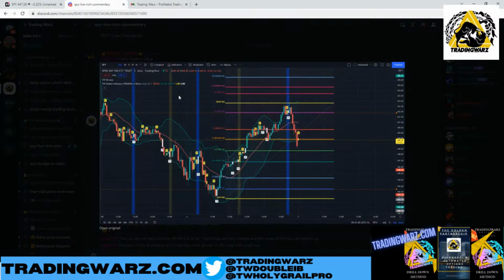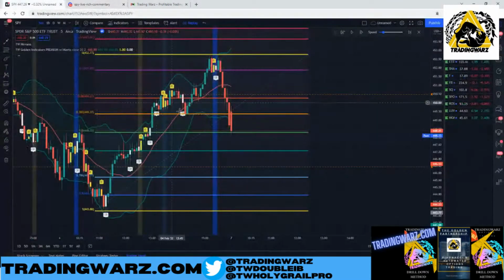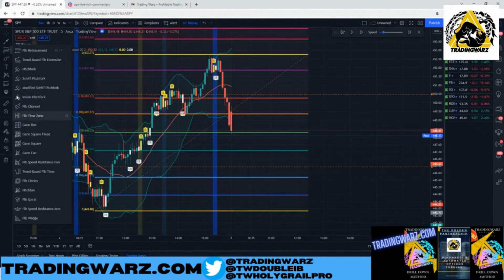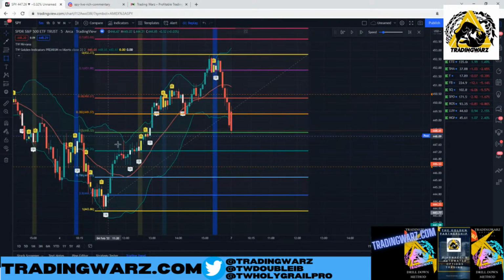So here's the previous day's range fib. Right off the bat, guys, I was eyeing the 618. Let me go ahead and draw a line here, a rectangle. So this was the area that I was watching, the 618.